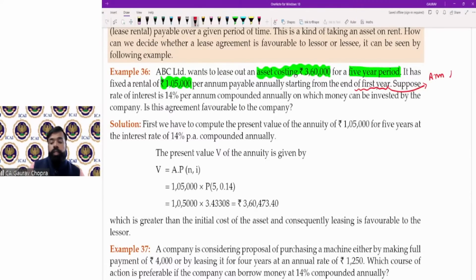So it will be annuity regular because it is starting from the end of the year. Rate of interest is 14% per annum, compounded annually. So is this agreement favorable or not?